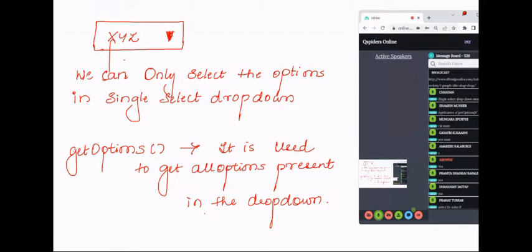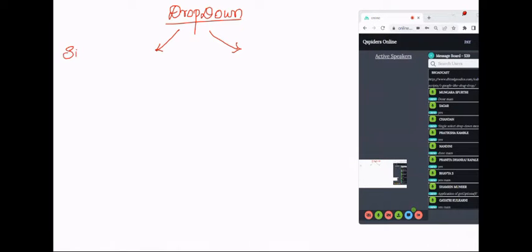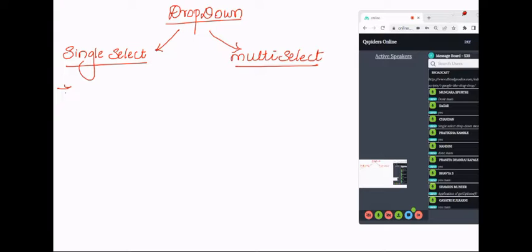Done? Finished writing? Okay, super. Now look at my screen. Drop downs. In drop downs, we have two types. One is called single select, and one more is called multi select.